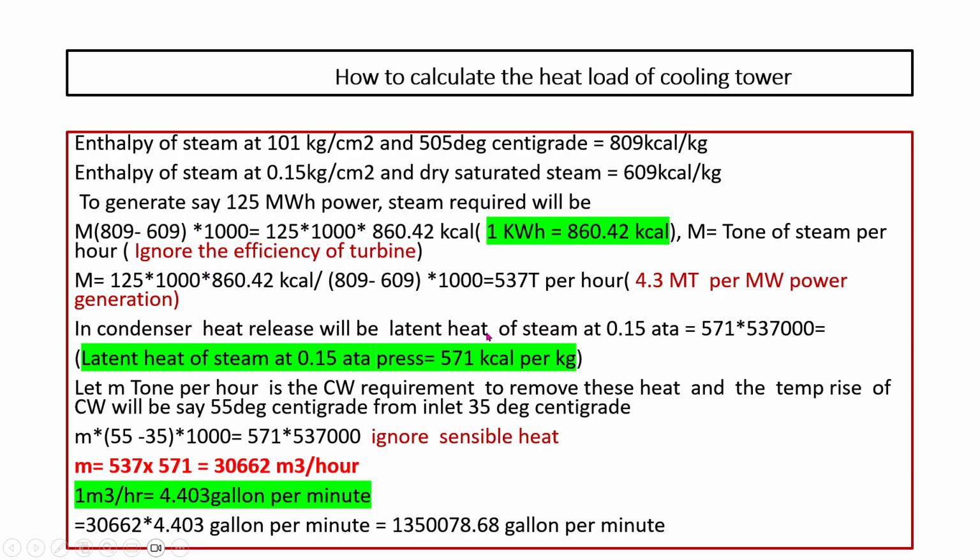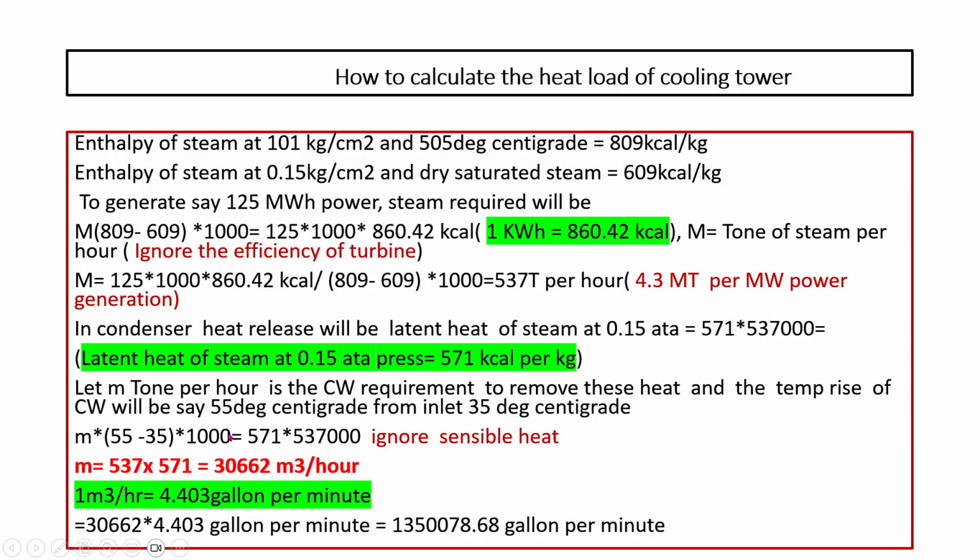This is a huge amount of steam, 537 metric ton per hour, that needs to be cooled and condensed. For that, the latent heat has to be taken out so that the steam becomes condensate. So what is the latent heat of steam at 0.15 ATA, 55 degrees centigrade? That is 571 kilocalorie per kg of steam if you want to condense it. So this much heat is latent heat.